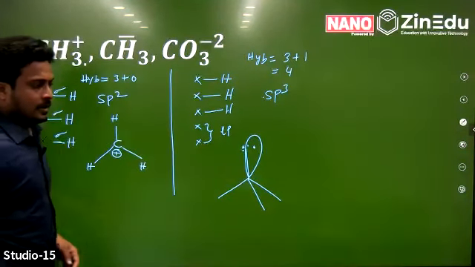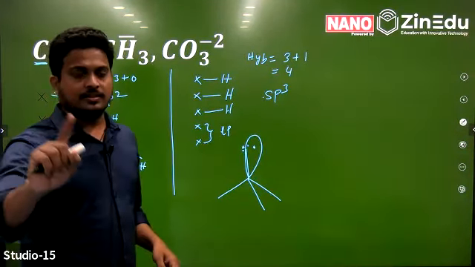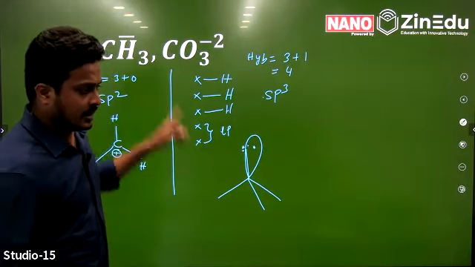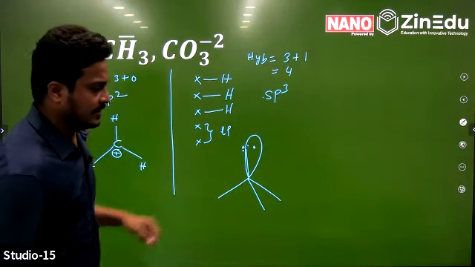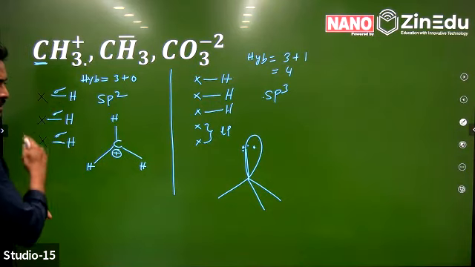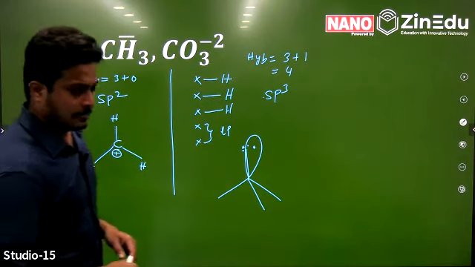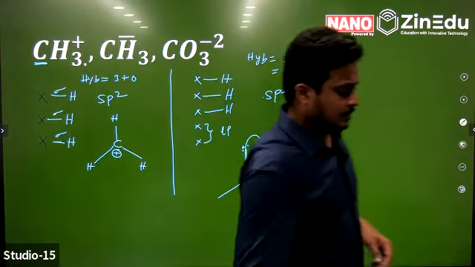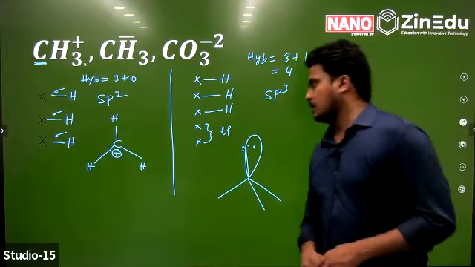Now tell me, what is the shape of the carbon in carbanion? That is pyramidal. In carbocation, that is trigonal planar. Don't forget, it is the most important one for organic chemistry also.